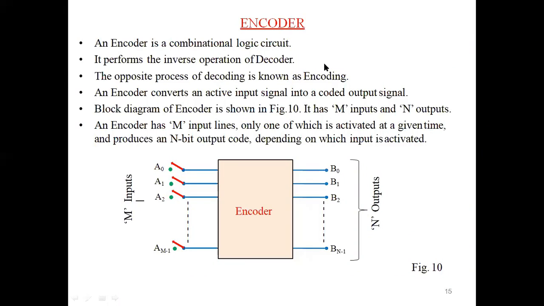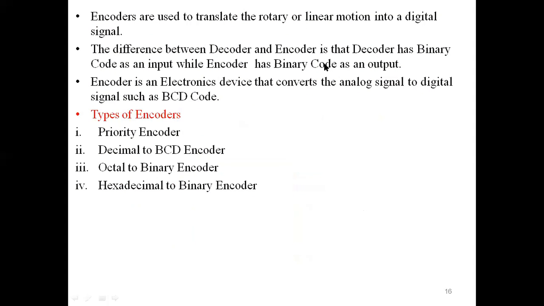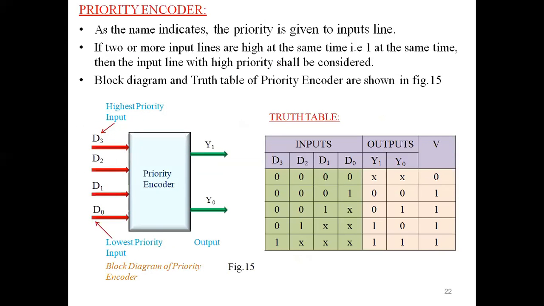Nothing but it is an inverse operation of decoder. So in encoder, we discussed in the last class the octal to binary encoder and the decimal to BCD encoder. The last one is the priority encoder. Priority encoder, as the name indicates, means priority is given to the input lines. Here we have to give the priority for the input line. D0 has the lowest priority and D3 has the highest priority.